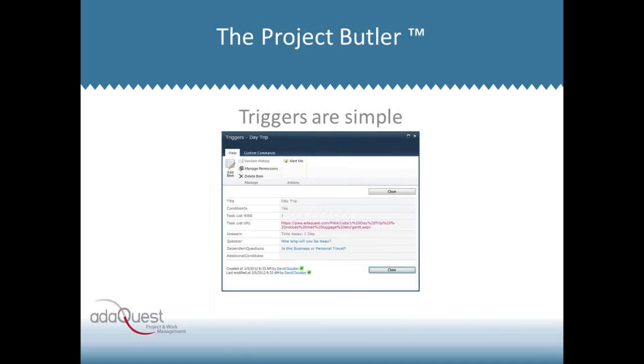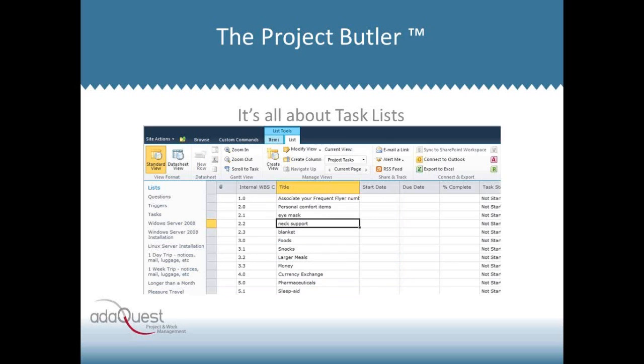Triggers, they're just as simple. Again, a SharePoint list item. We want you to remember that. So a question calls a trigger that has actions. In this case, it has dependent questions you see there at the bottom of the form, and in the middle of the form it has a task URL that gets launched. Yes, it's the tasks. It's all about the tasks. This is the task list that you would get for this question.